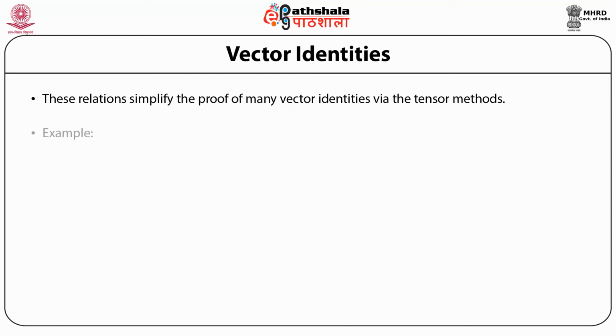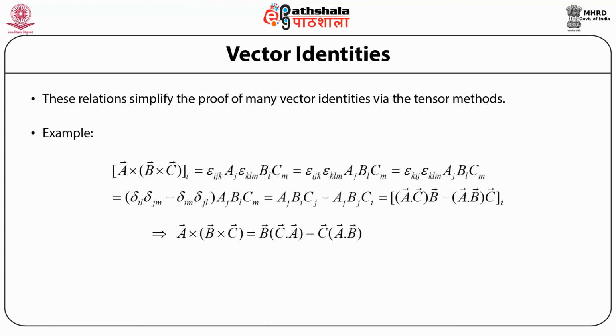So as an example, consider (a vector cross (b vector cross c vector)) with index i, equal to epsilon ijk aj epsilon klm bl cm, which is epsilon ijk epsilon klm aj bl cm, equal to epsilon kij epsilon klm aj bl cm, which equals (del il del jm minus del im del jl) into aj bl cm, equal to aj bi cj minus aj bj ci, equal to ((a vector dot c vector) into b minus (a vector dot b vector) into c) with index i.